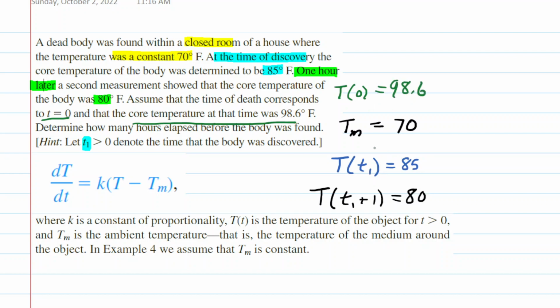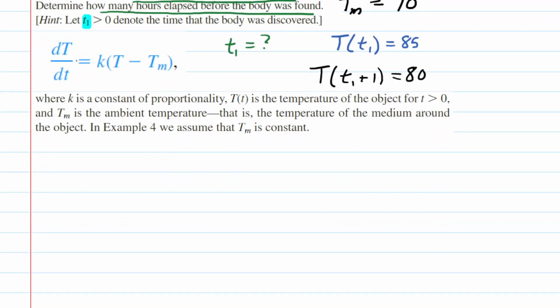And then finally, we want to get a sense of what we're trying to solve for. It says determine how many hours elapsed before the body was found. So we are looking for T sub 1 because that is the time that the body was discovered. So that's how much time elapsed before it was found. That is our goal right now, and we begin to solve that goal by trying to plug into the differential equation.